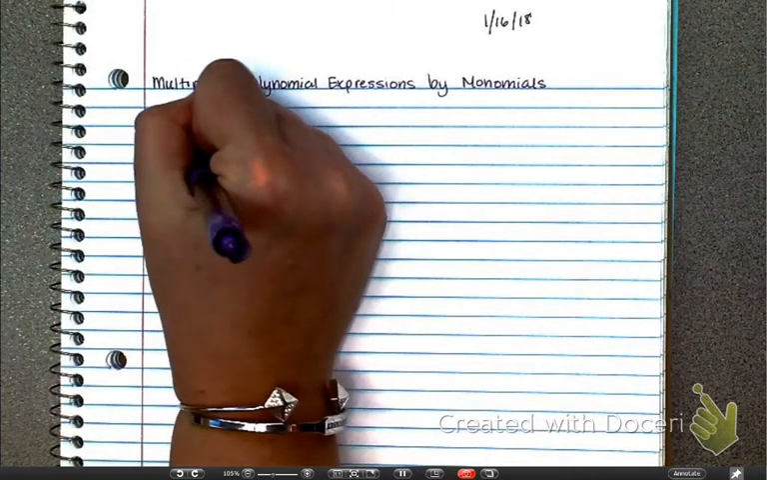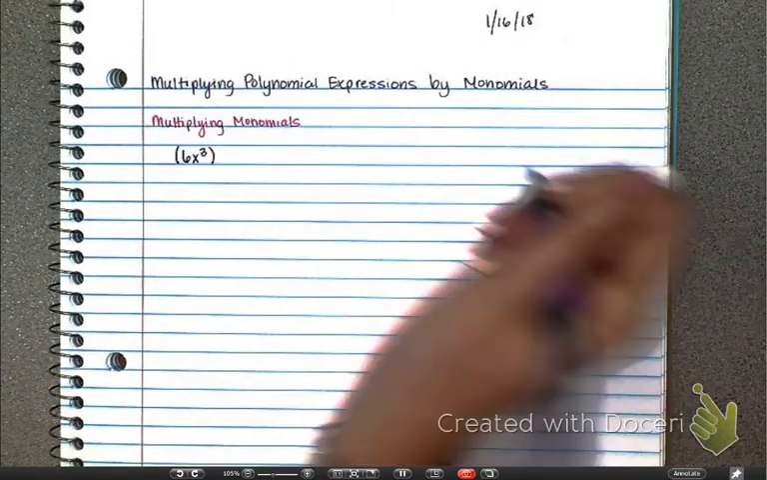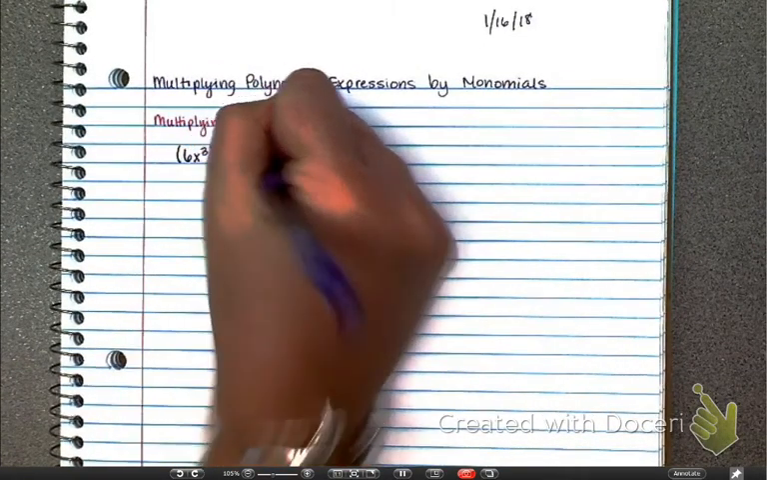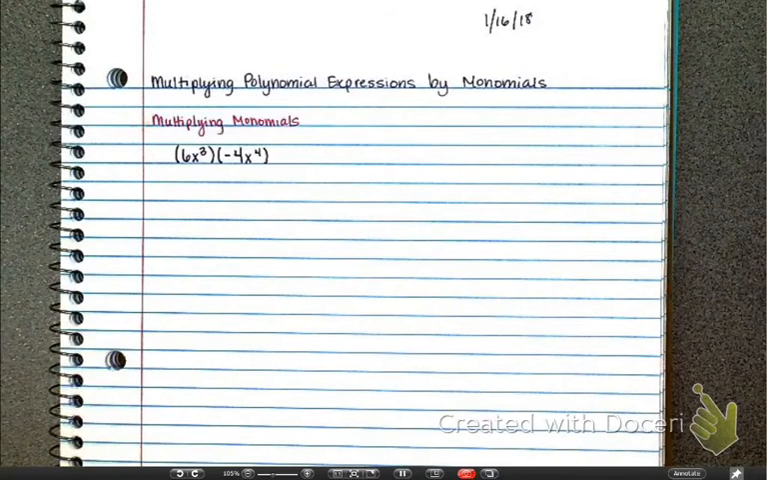So I have 6x to the third times negative 4x to the fourth. Now that should look familiar to you because we looked at these when we did exponents. We just didn't call them monomials at the time. So 6x to the third times negative 4x to the fourth.